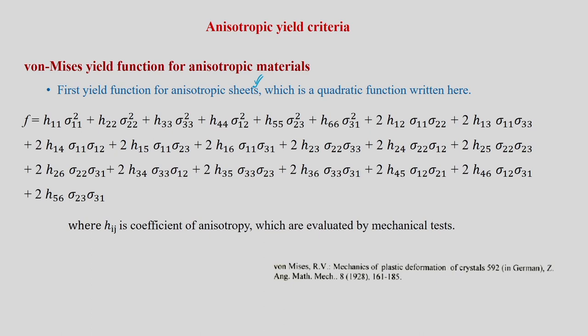So you know what you mean by sigma 11, 22, 33, 12, 23, 31. They are all normal and shear stresses, which form a stress tensor. And all the h values, h11, h22 etc., are actually called hij. They are nothing but coefficients of anisotropy. If you find these values and plug them into this, then the yield function is actually defined. And these values will of course change from one material to another. So how to get all these properties, that's a big exercise, but the general framework of this yield function looks like this.